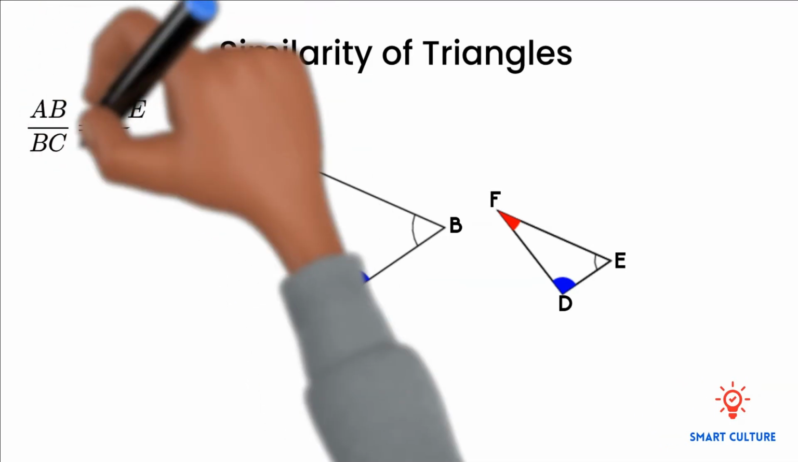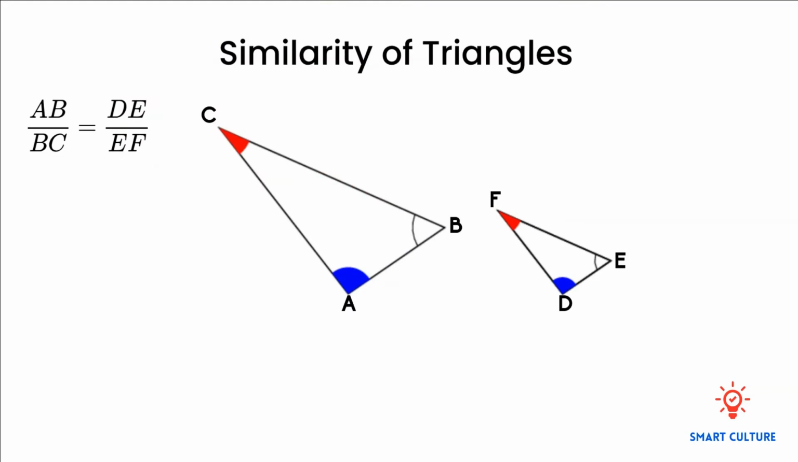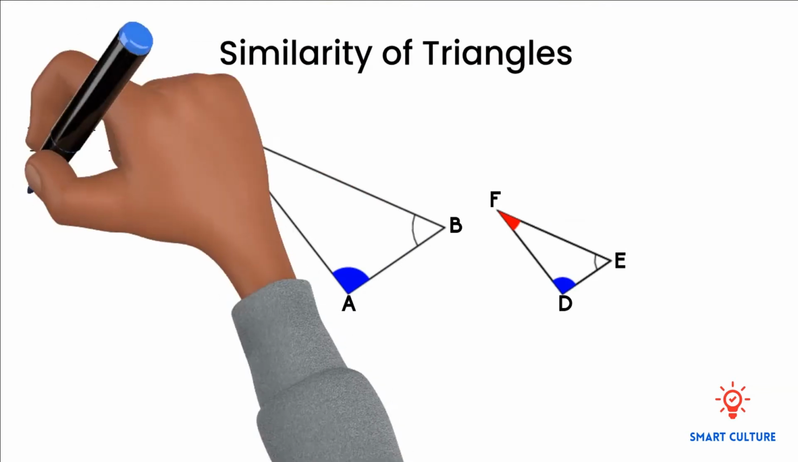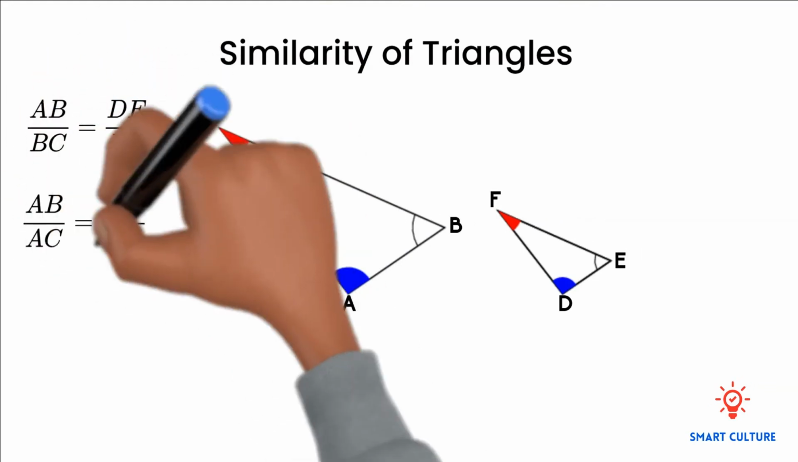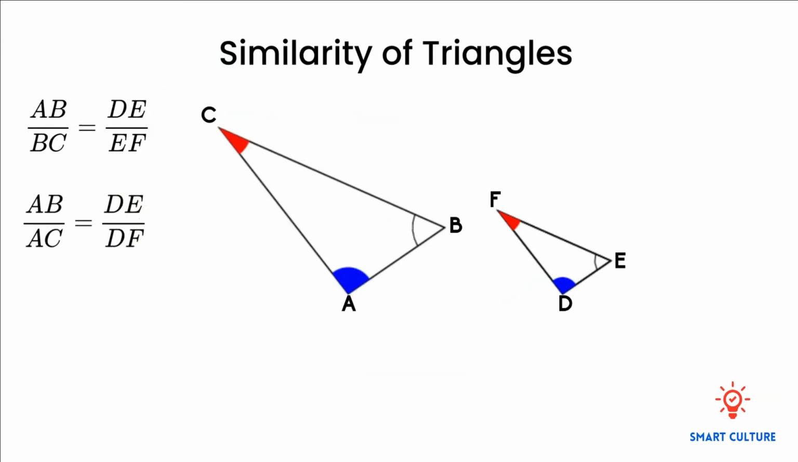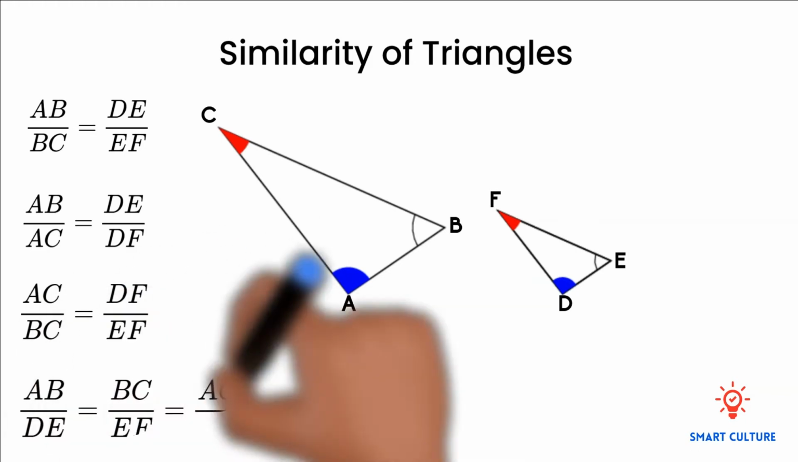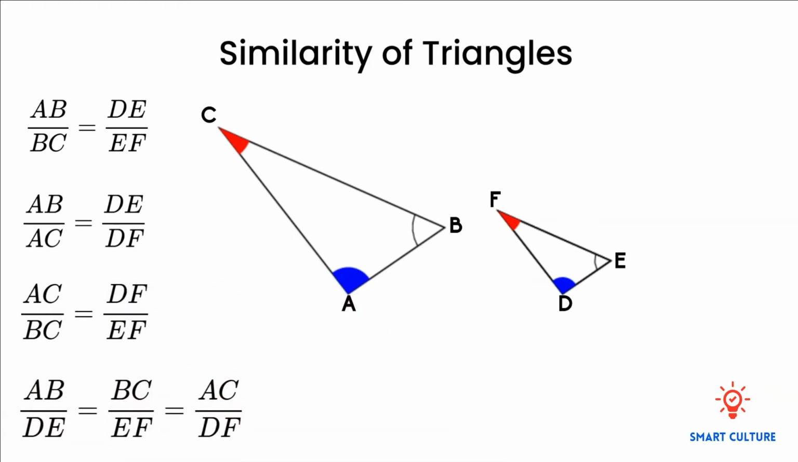AB over BC is equal to DE over EF. AB over AC is equal to DE over DF. AB over DE is equal to BC over EF is equal to AC over DF.